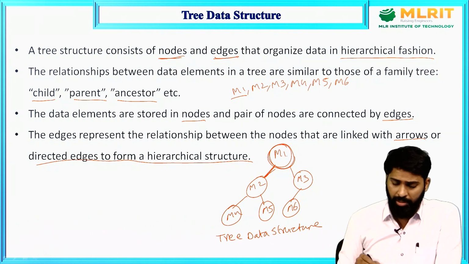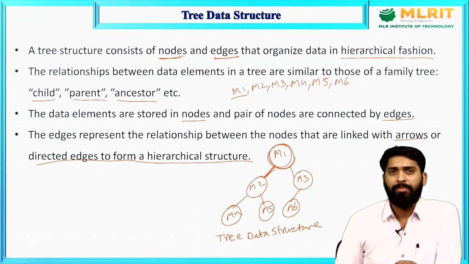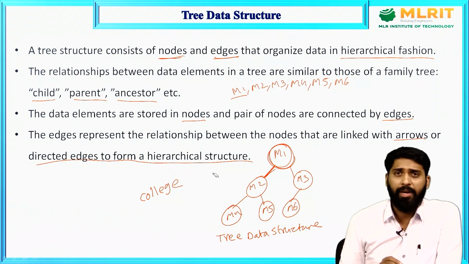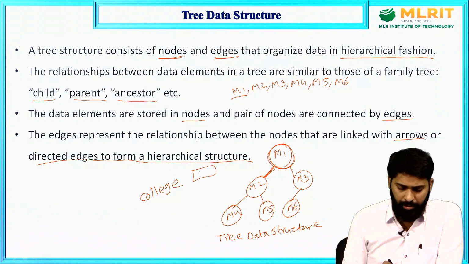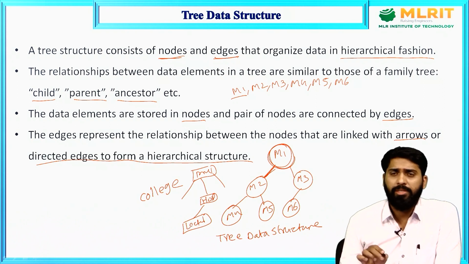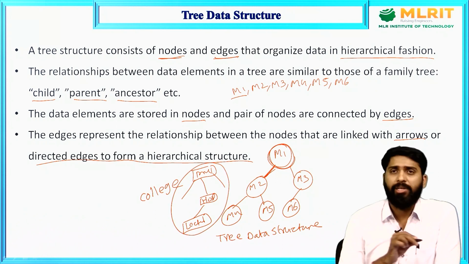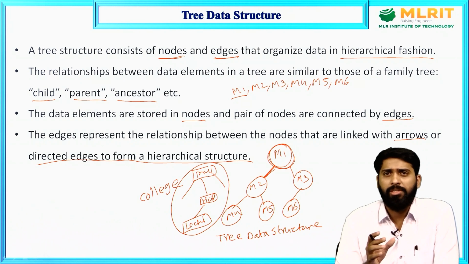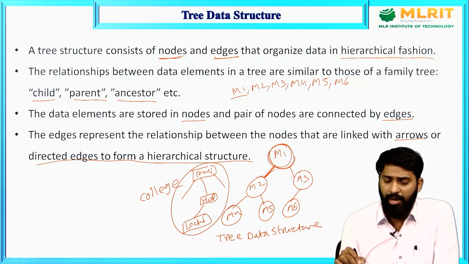If you observe, for M2, M3, the root is M1. For M4, M5, the root is M2. So, this is what we call a hierarchical manner. For example, if you are in a college, in college we follow the hierarchy. At the top, there is the principal. Next hierarchy, HOD. Next hierarchy, there are lecturers, teachers. If you organize the data in this manner, the data structure we call a tree data structure. So, what is tree data structure? In tree data structures, we organize the data in hierarchical fashion.